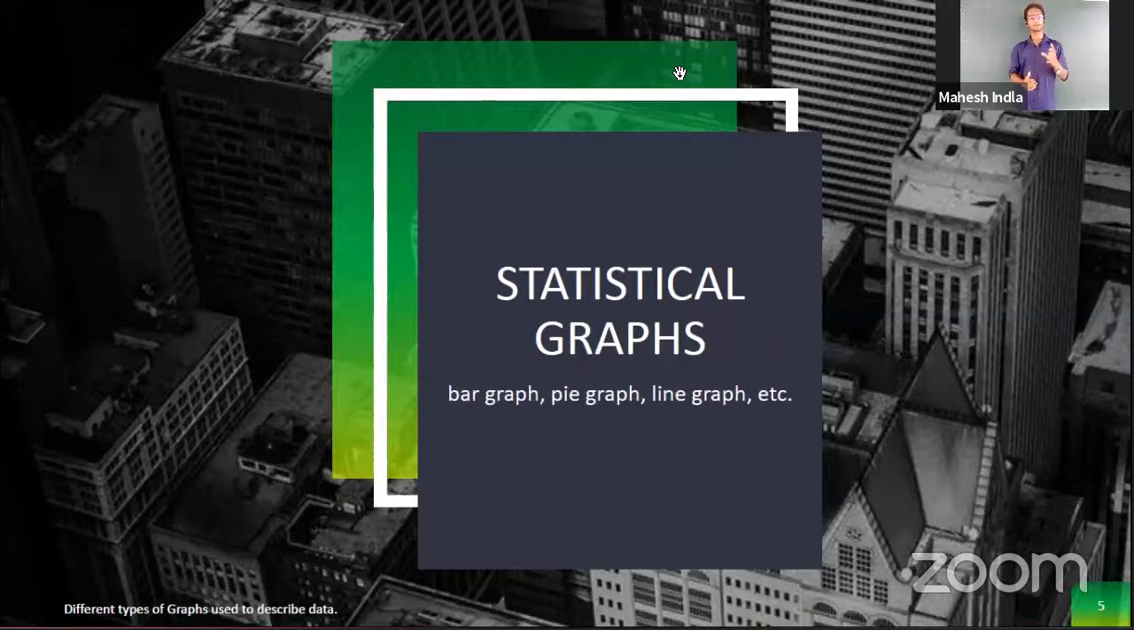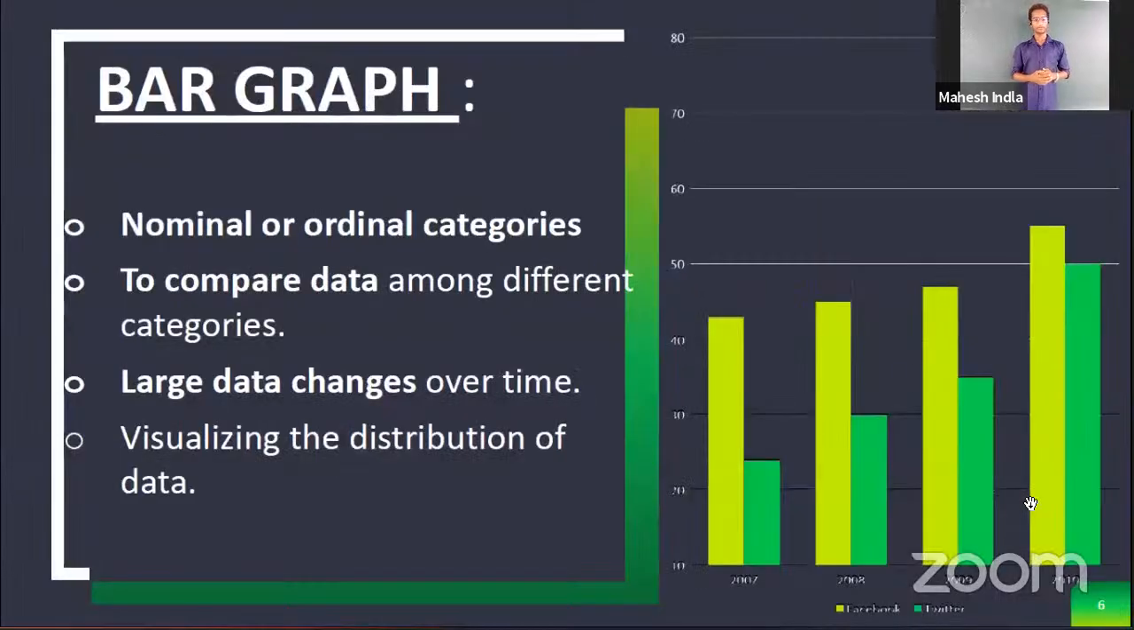As I have said, these statistical graphs are used to represent statistical information, and these might be bar graphs, pie graphs, and many more. Let us explore all of them. First, starting with the bar graph. Bar graphs are used to represent grouped data, and they use rectangular bars to represent the data.